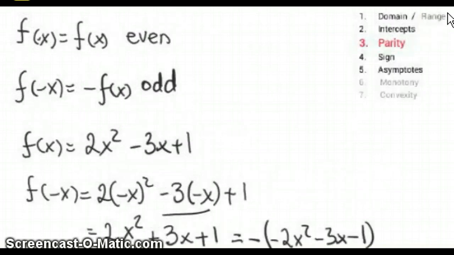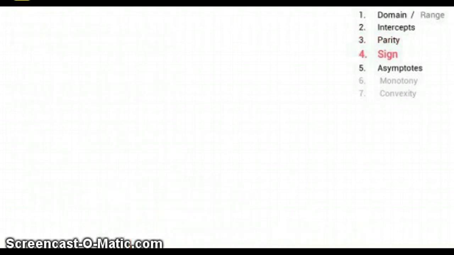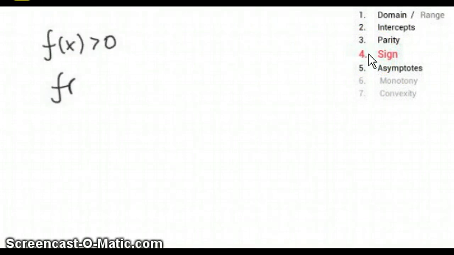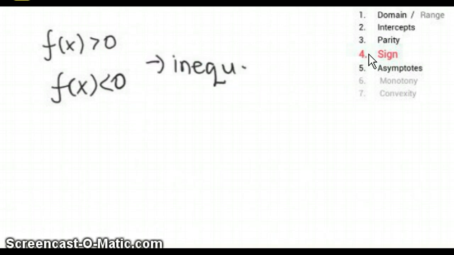The next feature is the sign. The sign of a function will ask us when the function is positive, when the function is negative, and obviously when it is 0. And for this you're going to study inequalities. This is a lesson by itself.